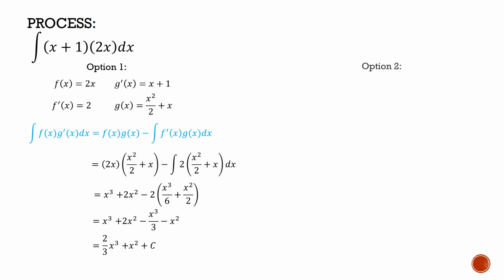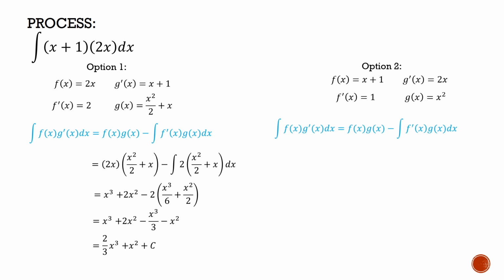So, let's take a look at a second option. Let's say, for example, a student did something different, and they let f of x equal x plus 1 and the derivative of g of x equal 2x. Now, you take the derivative of f of x, you get 1, and the antiderivative of 2x, you end up with x squared. Once again, here's my formula. It becomes a plug and play. Product minus the integral of x squared. This one seems to be a little bit easier than the first one. Find my antiderivative, combine similar terms, and I end up with the exact same answer.